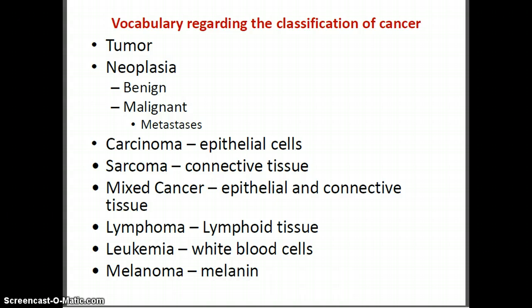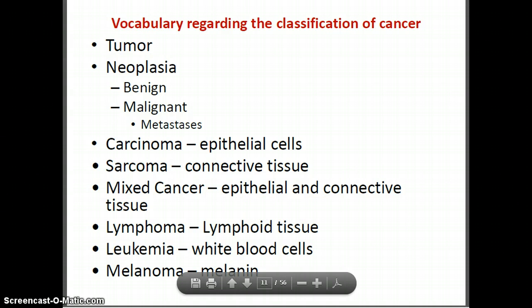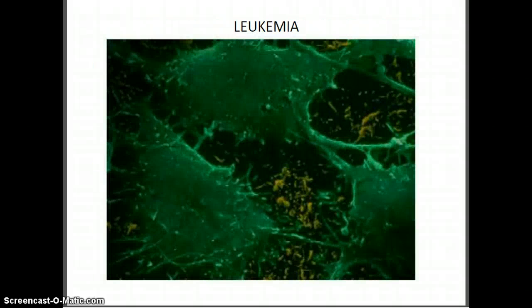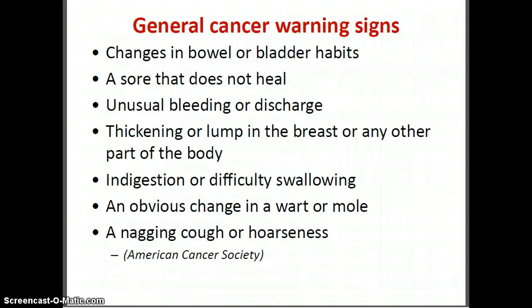Here is some vocabulary regarding the classification of cancer. Please understand what these mean. And some of those were on the chart which I just showed you. There are some mixed cancers which can involve both epithelial and connective tissues, and so on. This is what leukemia might look like, a change in our white blood cells.